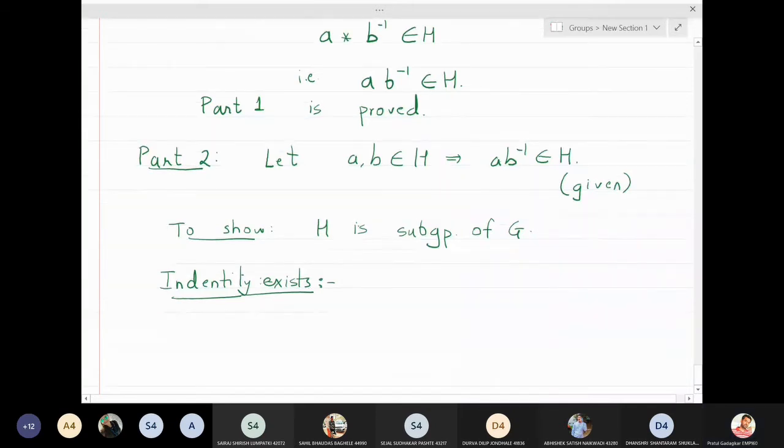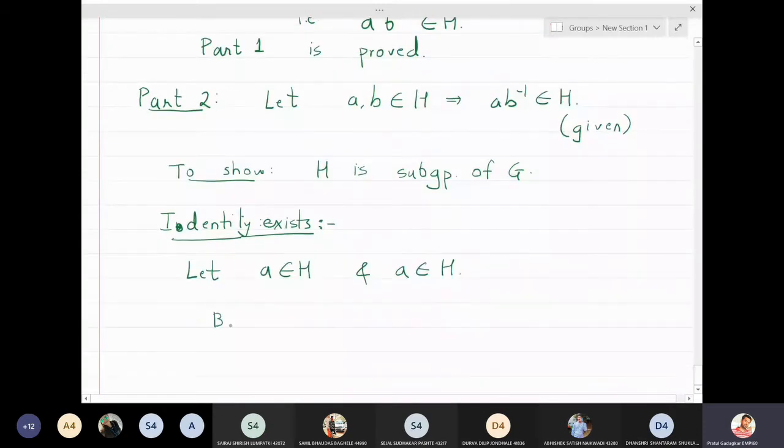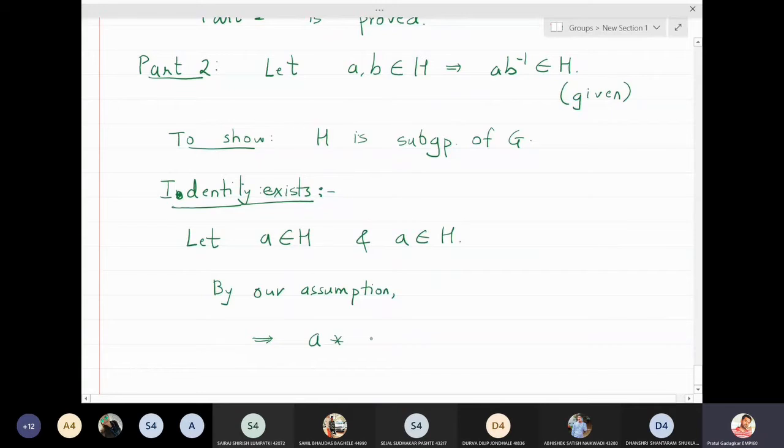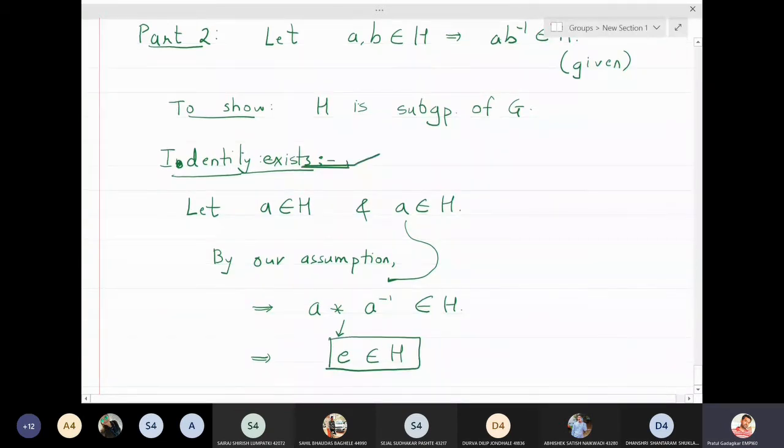Let a belong to H, and let again a, I will take the same element a and a again. By our assumption, if I take two elements in the set, then the first element star the second element inverse belongs to H. So a star a inverse also belongs to H. But a star a inverse is e, and e belongs to H. So the identity element belongs to the set H.